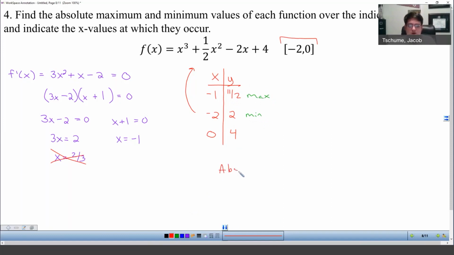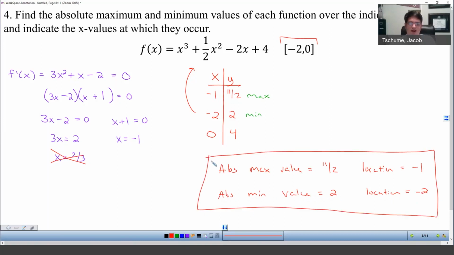To answer my questions, your absolute maximum value is going to be 11/2, and the location of that one occurred at -1. Your absolute minimum value, in this case, is 2, and it occurs at a location of -2. And there are the values that you need for your absolute max and min.